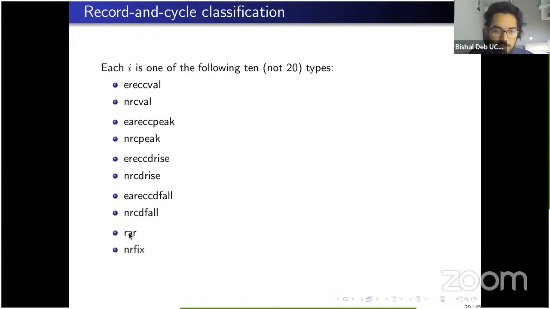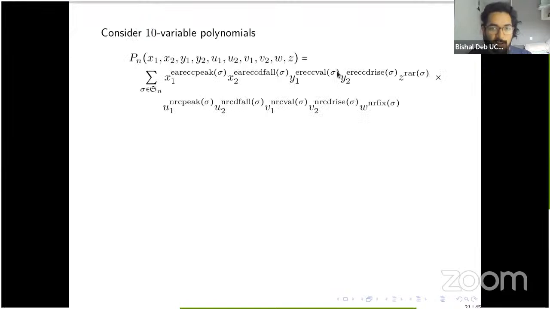And for fixed points, whenever you have an index I which is both a record as well as an anti-record, you can show that it's a fixed point. So fixed points also come in 2 different types: record anti-records and non-record non-anti-records. And now you can consider the 10 variable polynomial. So take the sum over every permutation and give this weight to every permutation. So x1 counts the number of exclusive anti-records. What you did previously with the 5 variable polynomial, except now you also look at the record status and the cycle status simultaneously.